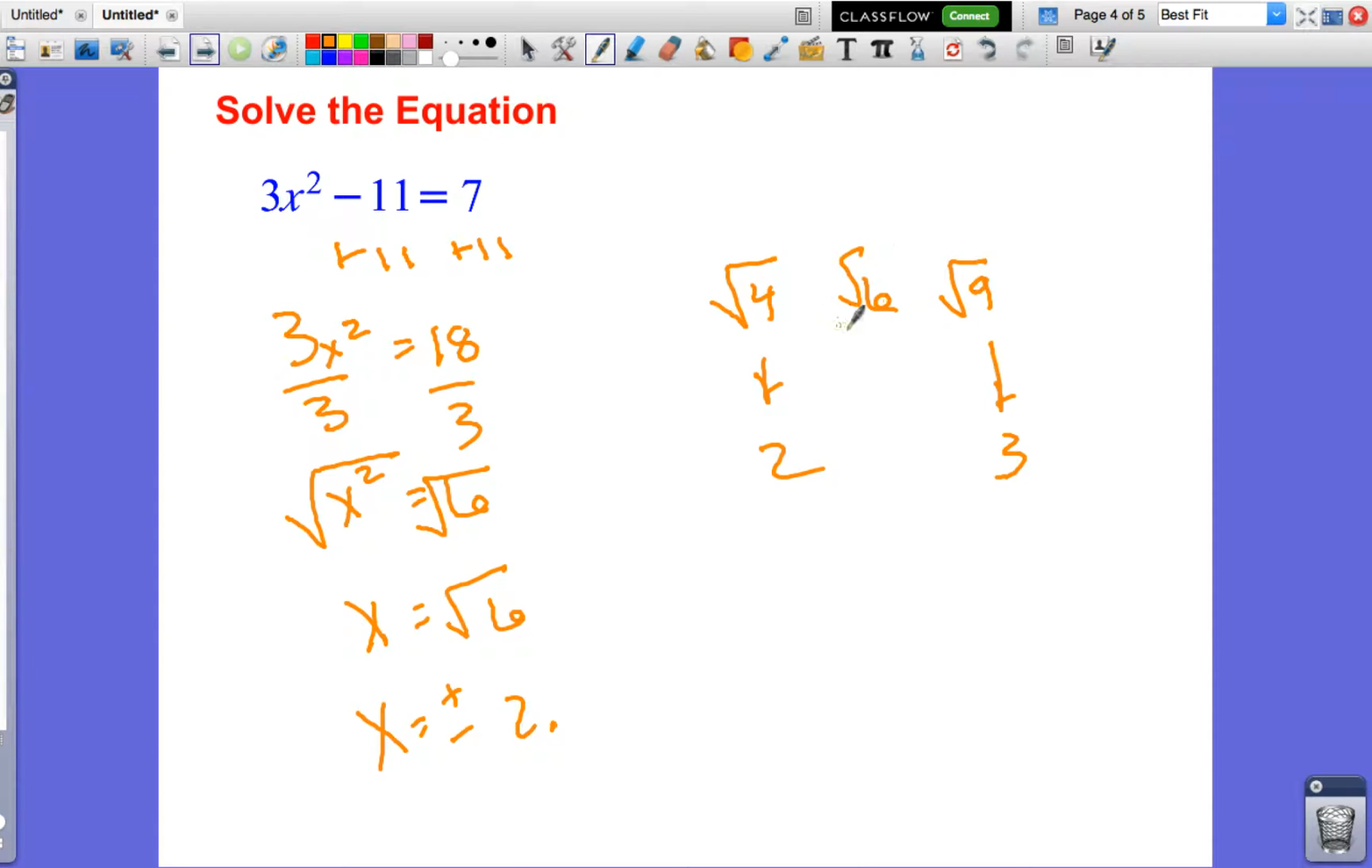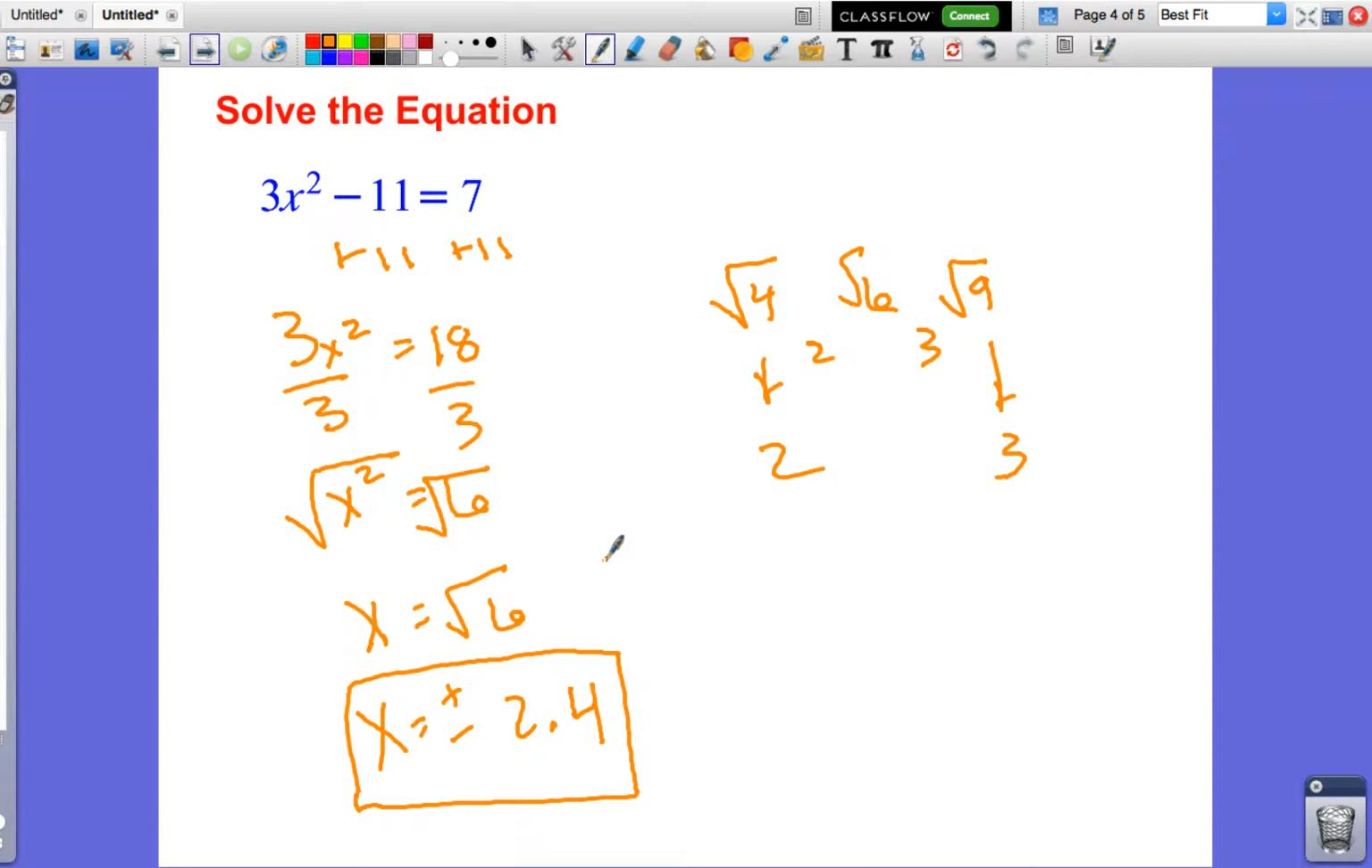Well, the square root of 6 is closer to the square root of 4 than it is to the square root of 9, but it's almost right in the middle. There's only 2 and 3 in between. So it's almost right around 2.5, but a little bit closer to 2 than to 3, so I'm going to go with an approximation of about 2.4. And that would be my answer. That would be a good enough approximation. If I had a calculator, I would just plug it in and go from there.